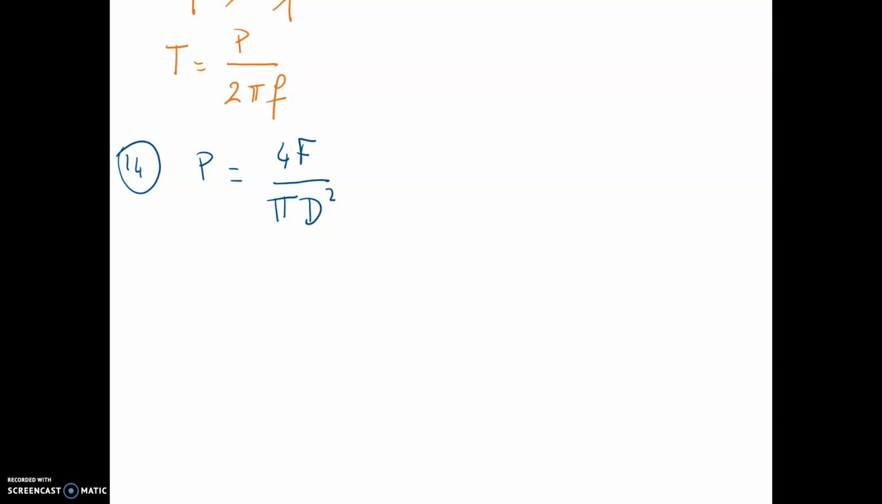If you divide by 4, 4 divided by 4 will be cancelled out. So that means you need to divide by 4 on the left side. If you multiply by pi, pi divided by pi cancels out. So you need to multiply by pi also on the left side. And if you multiply by D squared on the right side, D squared cancels out. And so you need to multiply by D squared on the left side. Therefore, at the end, F equals pi P D squared over 4.